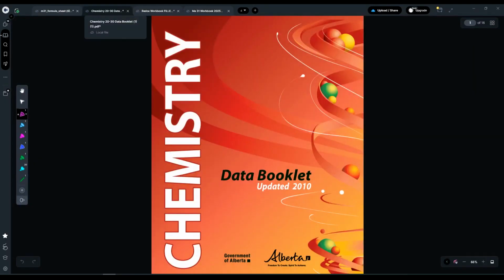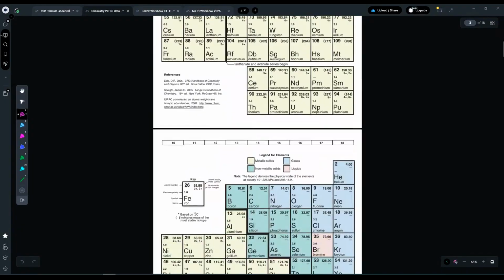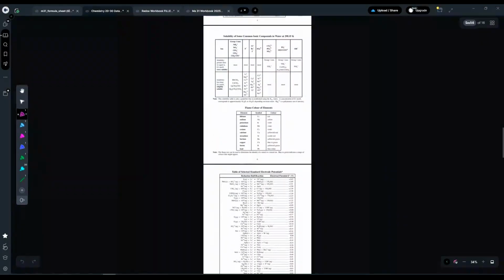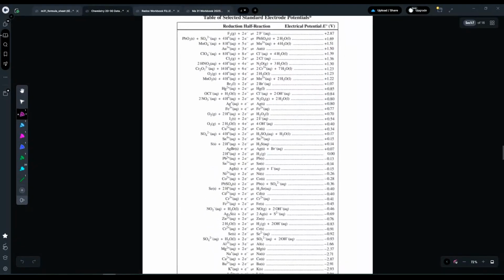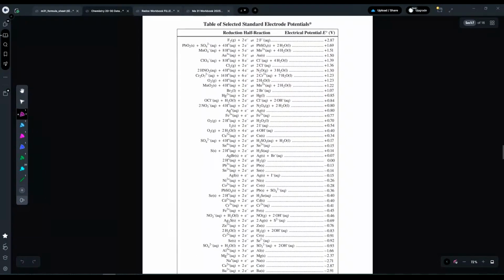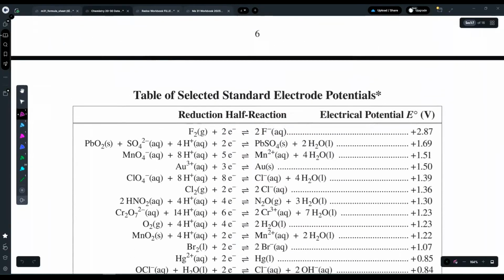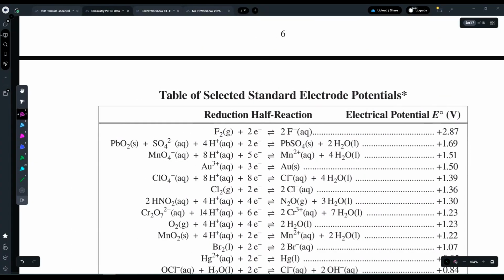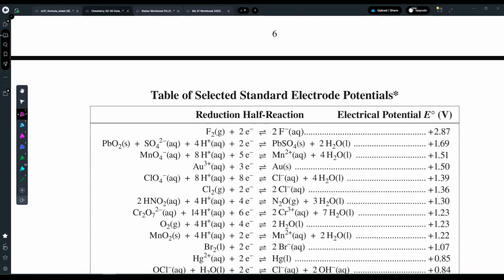If we go to our data booklet and take a look at this, it's on page 7. So here's what it is. It says reduction half reactions, and again, that's if you read it from left to right. As we just said, our SOA, our strongest oxidizing agent, is going to be in the top left-hand corner. So fluorine here is our strongest oxidizing agent out of this entire list.